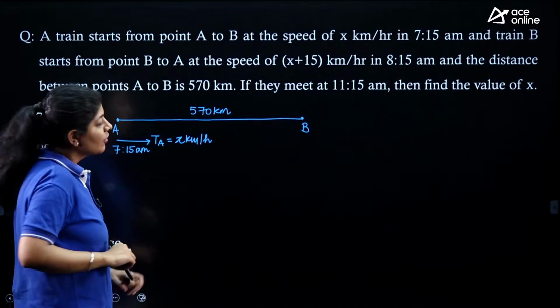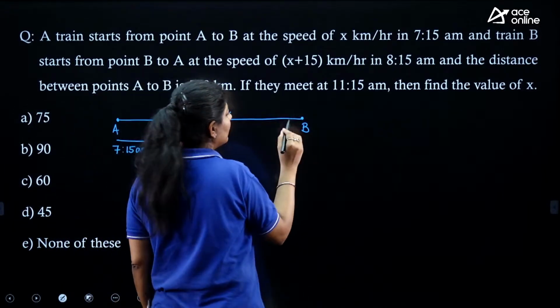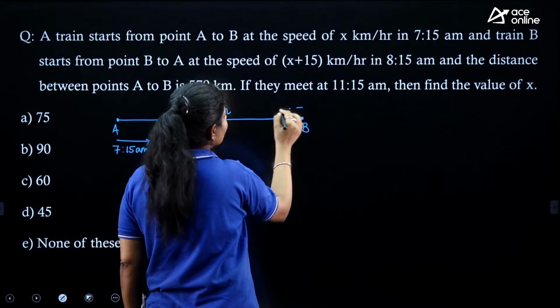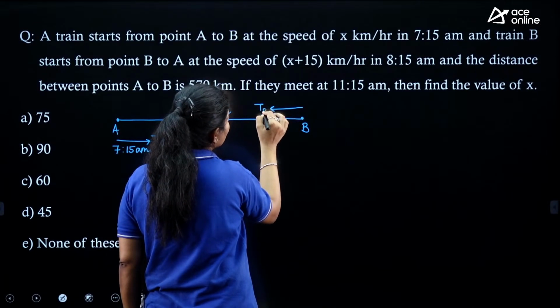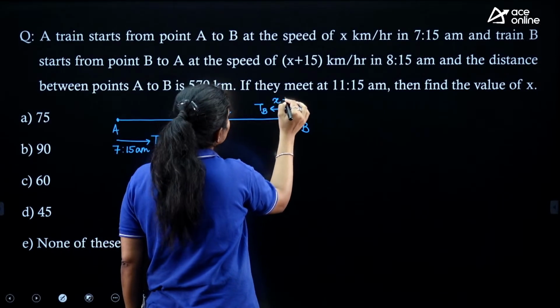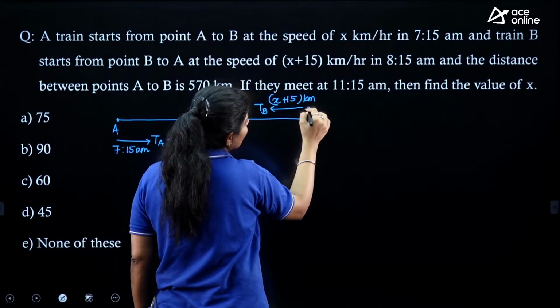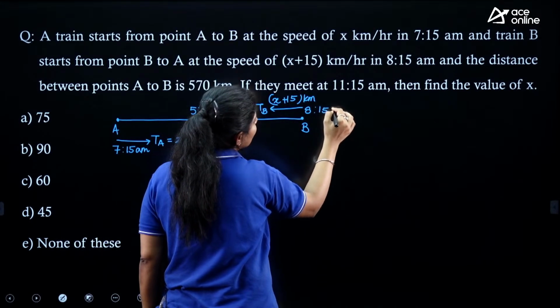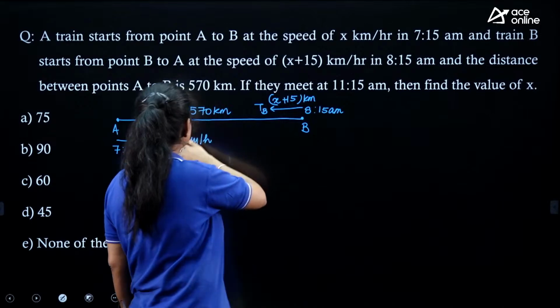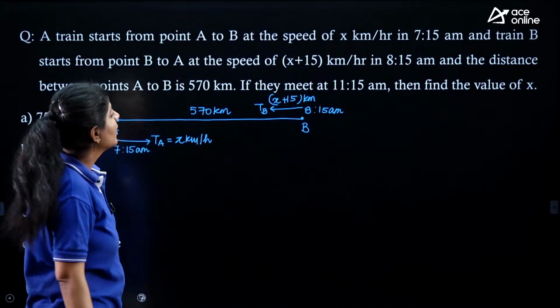am. Now from point B, there's one more train, train B, and let's suppose it started with the speed of x plus 15 kilometers per hour. But it started at 8:15, that means 1 hour after the first train started, right?